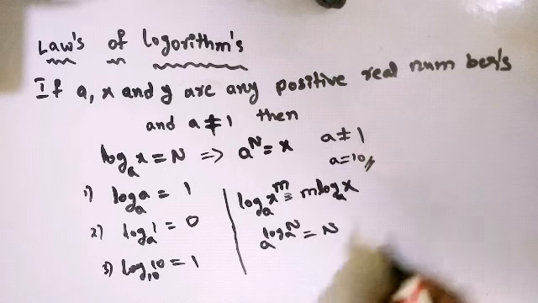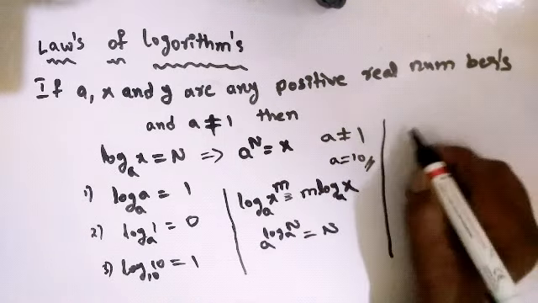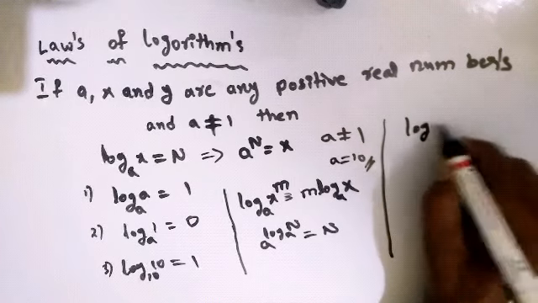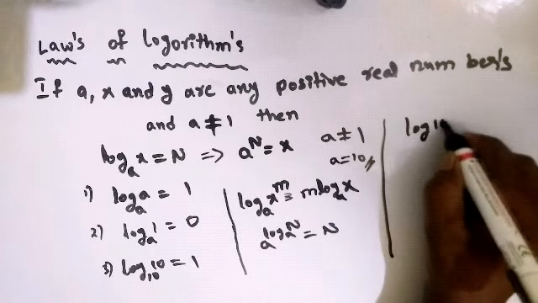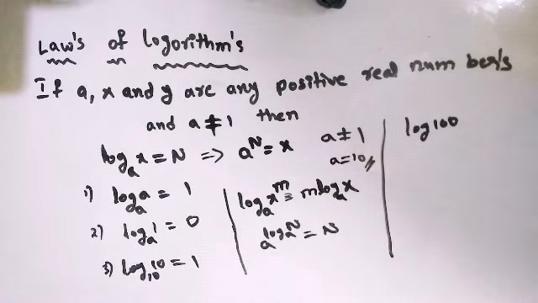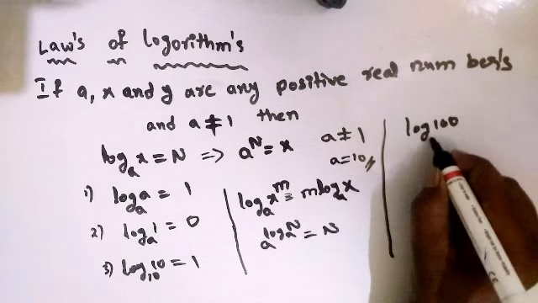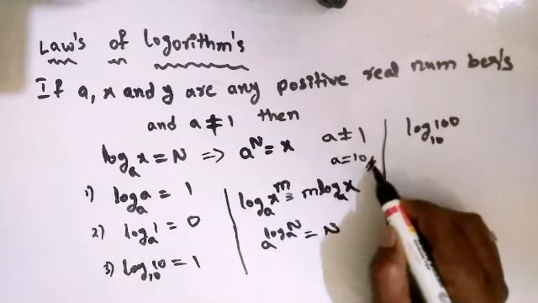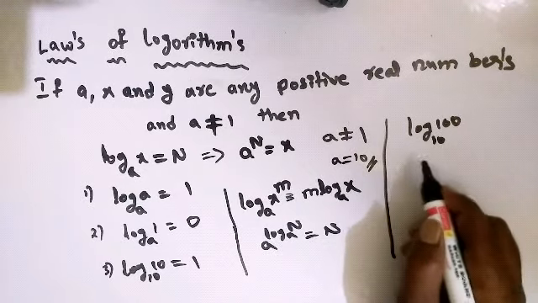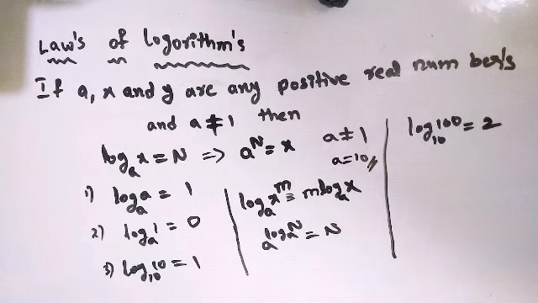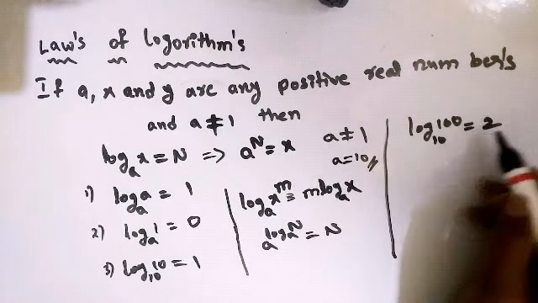Okay, similarly if we take one more, suppose you have log 100. What is the value of log 100? In this case, just now I told you, if the base is not there, we can take it as 10, right? a is equal to 10. Then the answer is 2. Log 10 is 1, no? Then log 100 is 2.